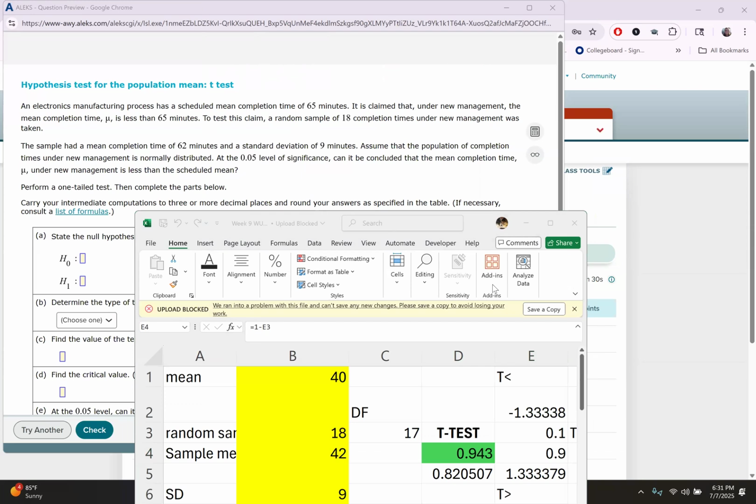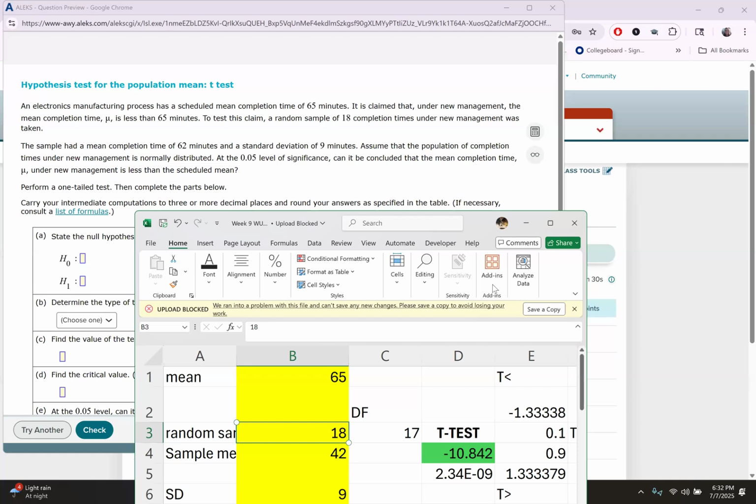An electrician who has a manufacturing process with a completion time of 65 minutes. I bet you that's the mean that they want to give us. So we'll put a 65. It is claimed that under new management, the mean completion time is less than 65 minutes. So to claim this, they take a random sample of 18 samples. So the random sample is 18. That doesn't change.